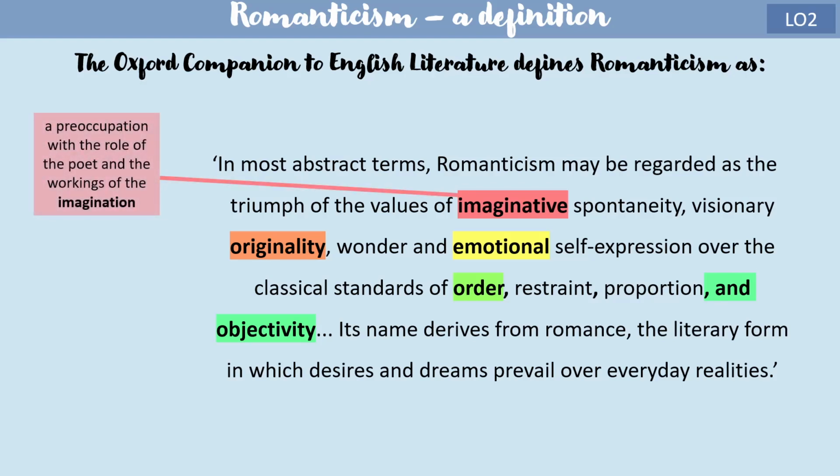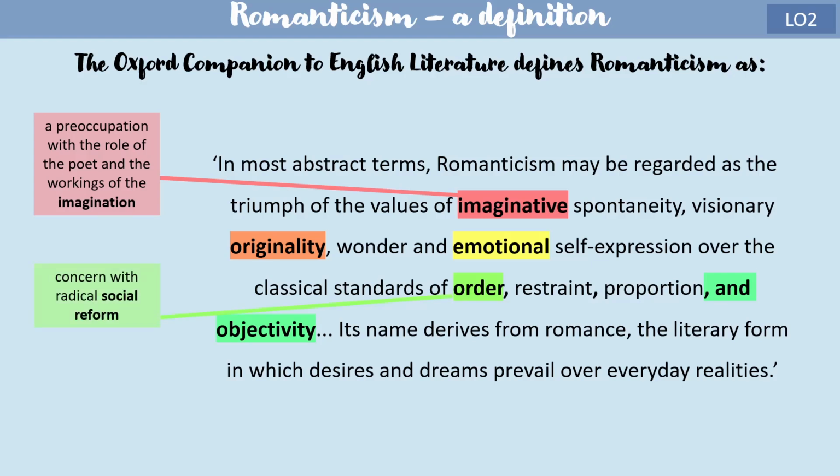So we've got some really key ideas that are being presented here. We have this idea that imaginative spontaneity, visionary originality, wonder and emotional self-expression is valued within the movement, and it becomes a preoccupation of the Romantic poets to be focusing on imaginative qualities and visionary qualities, looking towards the future.